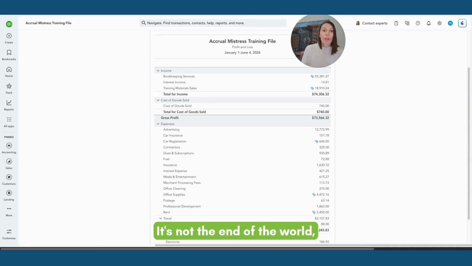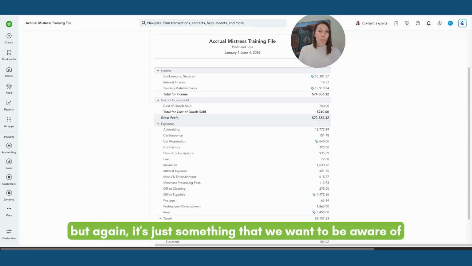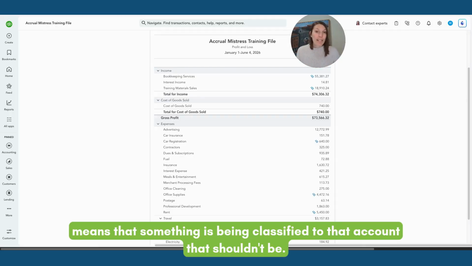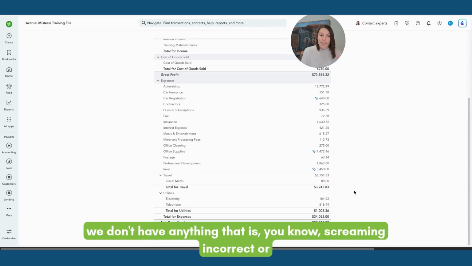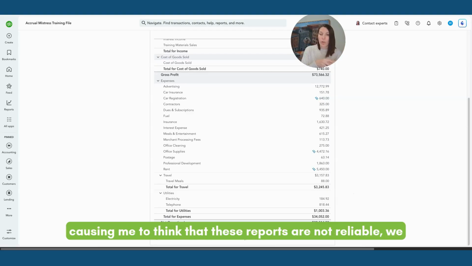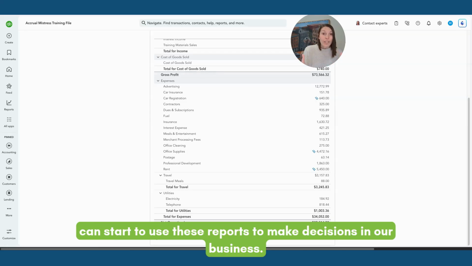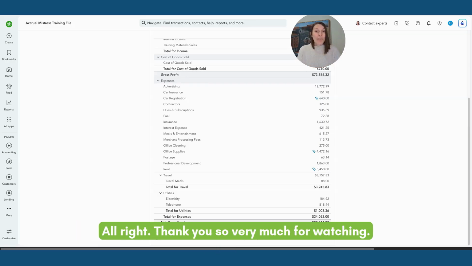It's not the end of the world, but it's just something that we want to be aware of and be able to speak to, because a negative number on an ongoing basis usually means that something is being classified to that account that shouldn't be. Since we don't have any negative numbers here, we don't have anything screaming incorrect or causing me to think that these reports are not reliable, we can start to use these reports to make decisions in our business.